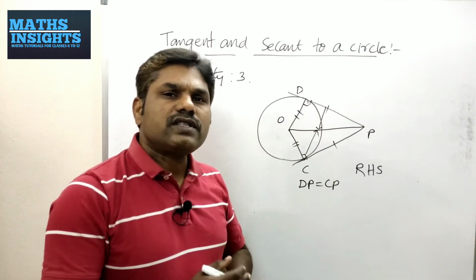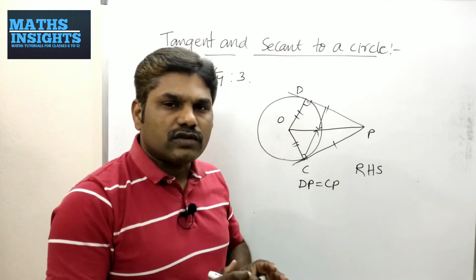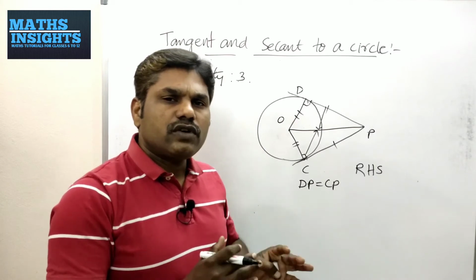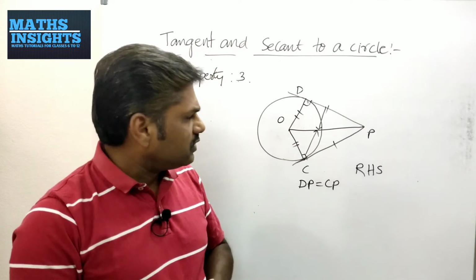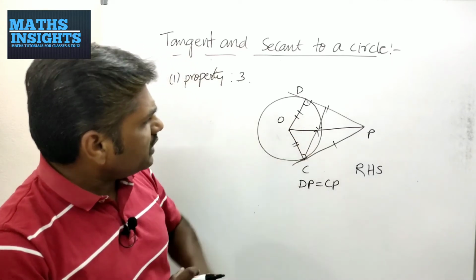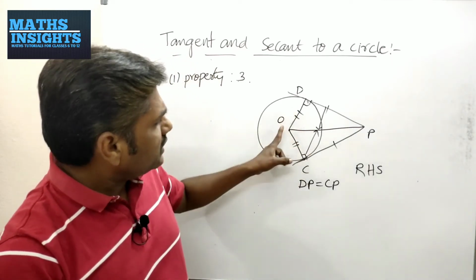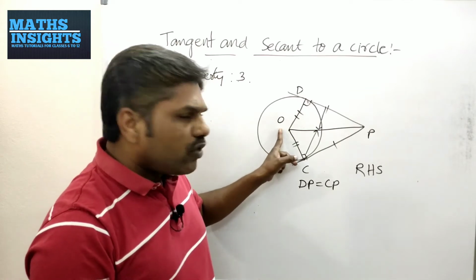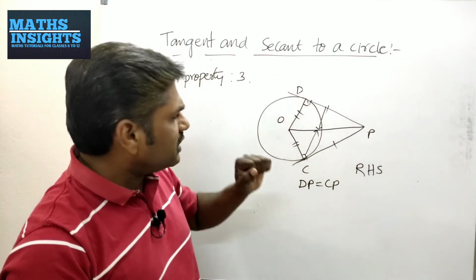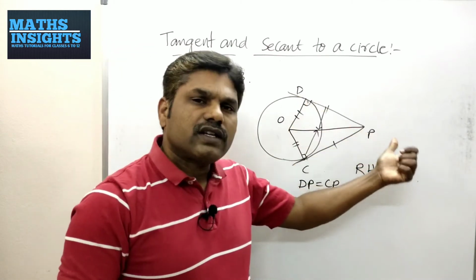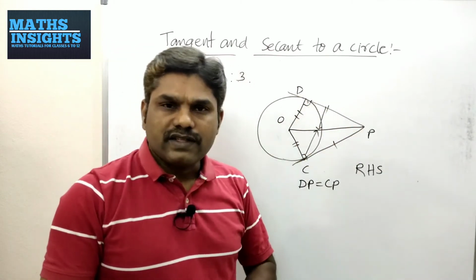On congruency I also made a video, please watch that video for a better understanding of this concept. So by using this property, you may find the distance between the points O and P, and you can also find the radius of the circle, or otherwise you can find the length of the tangent.